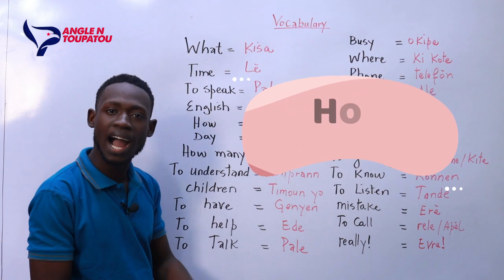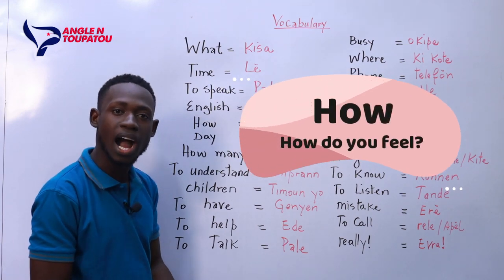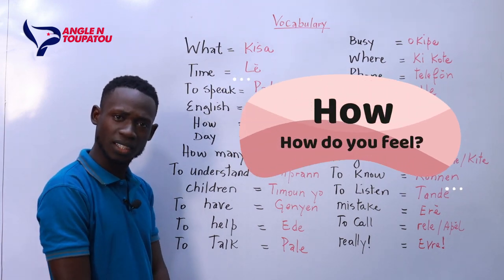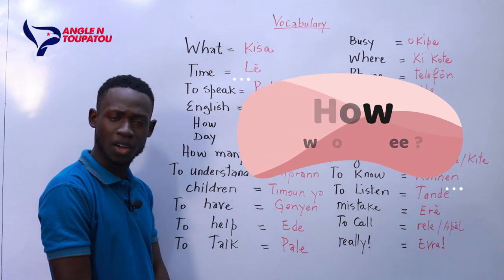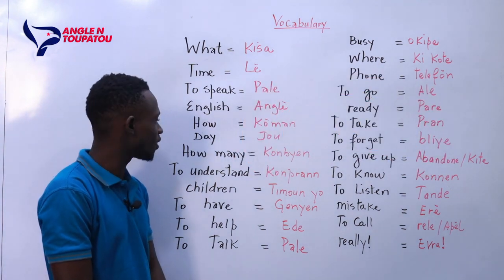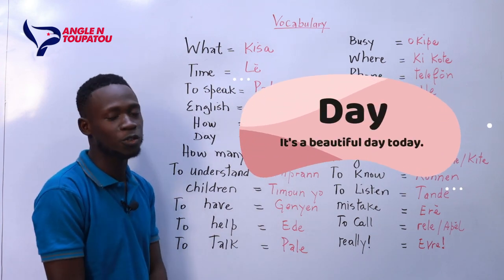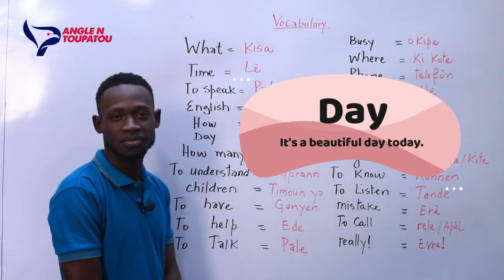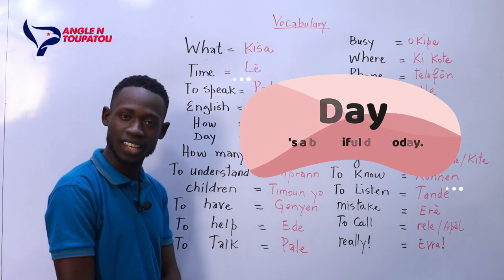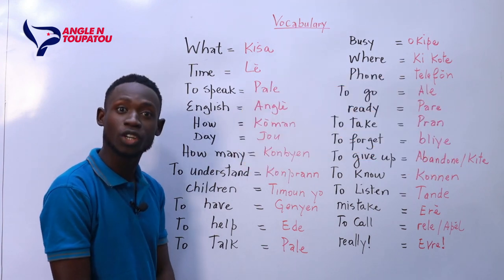How? How do you feel? How do you feel? Day. Today is a beautiful day. It's a beautiful day. Day.